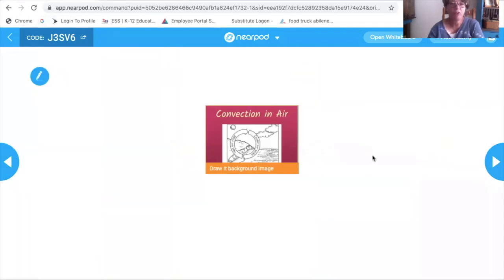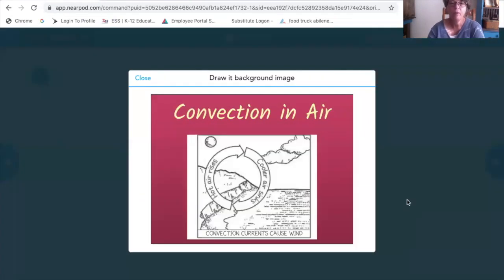All right, any questions so far about how the molecules respond to heat and how that is what starts the convection process? All right, good.